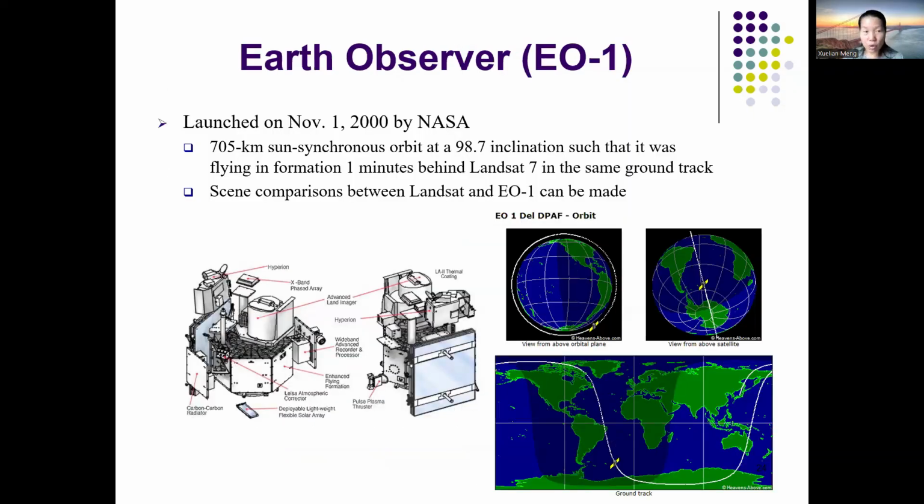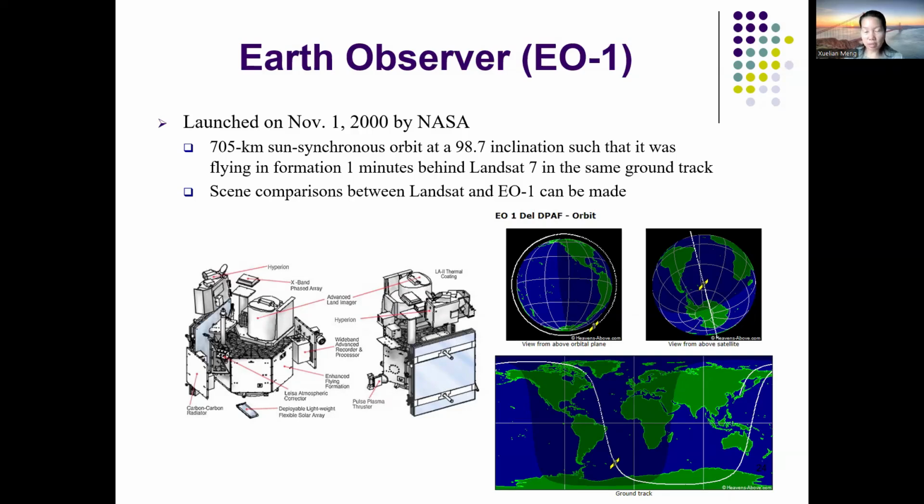Earth Observer EO1 was launched on November 1st, 2000 by NASA. So it has the same 705 kilometer sun synchronous orbit as Landsat, at a 98.7 inclination. That is just flying 1 minute behind Landsat. So if you ever run into problems from the Landsat dataset, EO1 is another source you can check with data with similar characteristic parameters.